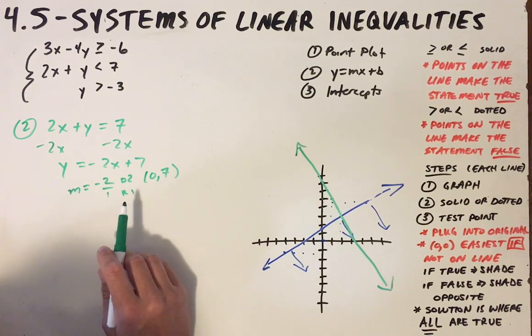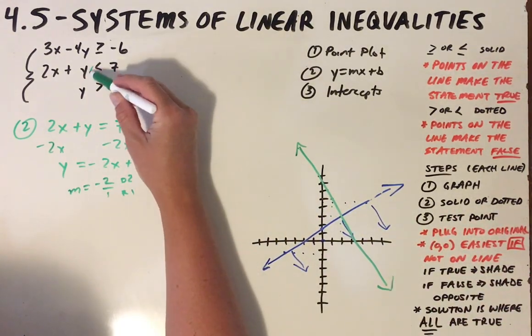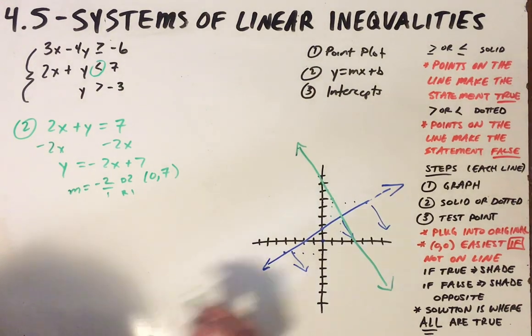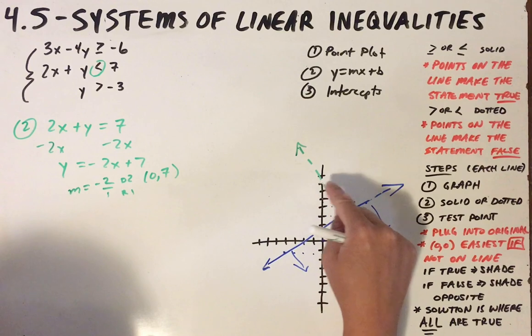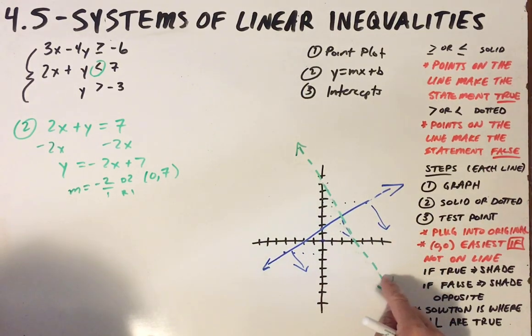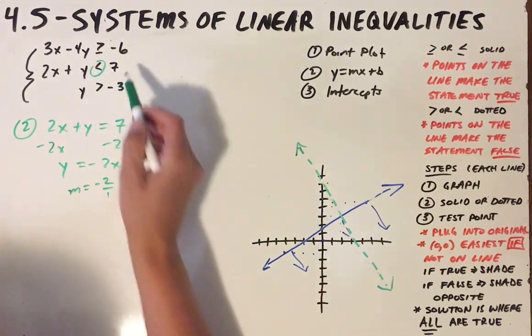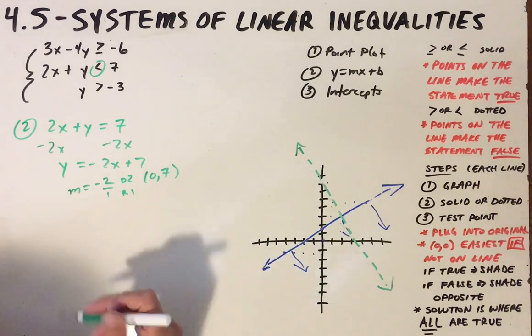All right, so for the second step, I'm going to say, is this line solid or dotted? Looking right here, that is dotted, because if I were to plug in a point that lied on this line, then it would make this statement right here false. Okay, so the line is going to be dotted, and that's visually how we represent that.